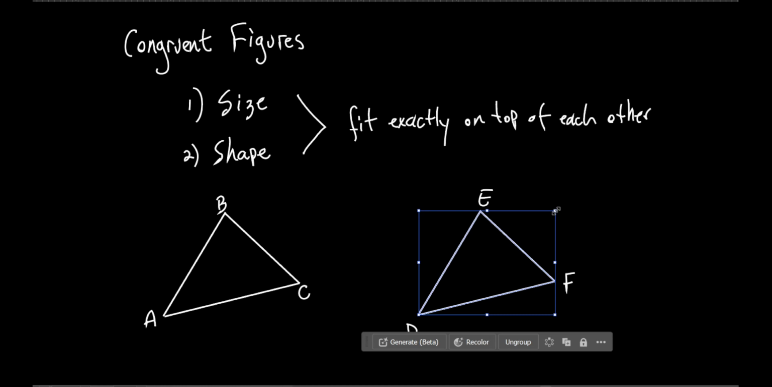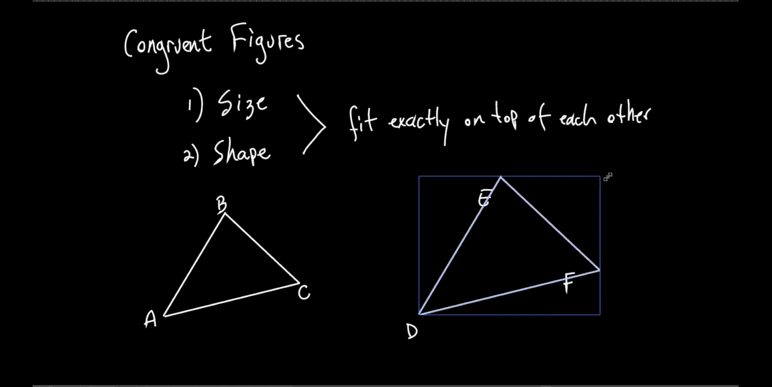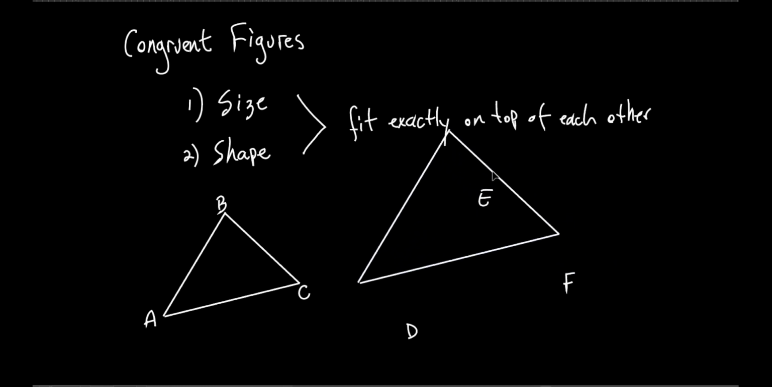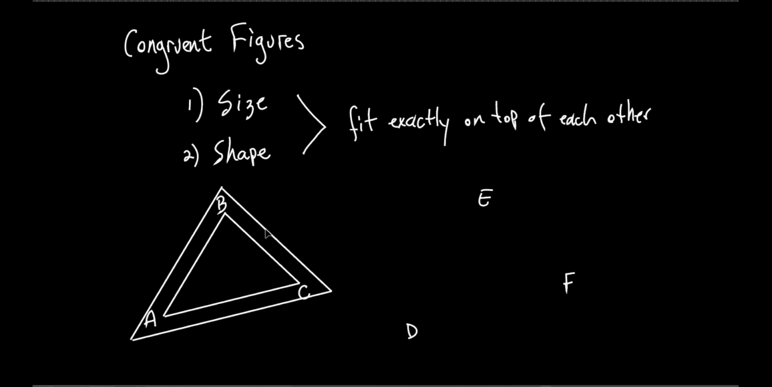Watch. What if I kept it? I'm going to hit the shift key. It keeps it in proportion. So they have the same exact shape, don't they? This is the same exact shape as this one, but what's different about this? The shape is the same. Listen to me, the shape is the same. What's different? The size is different. Look, it's way bigger, okay? But it's got the same exact shape.